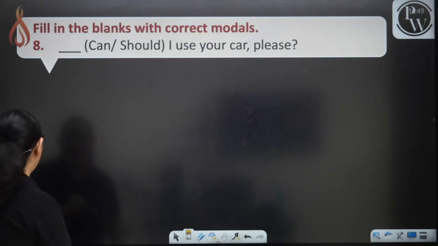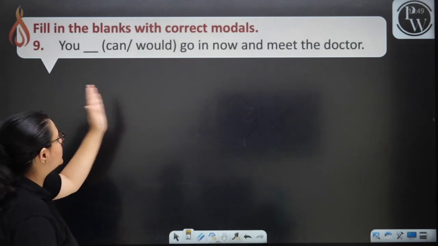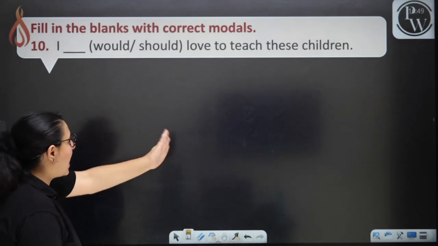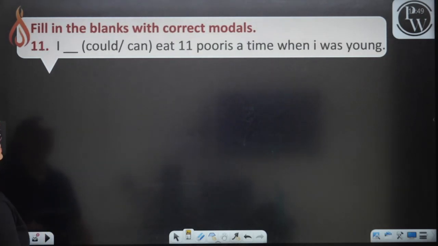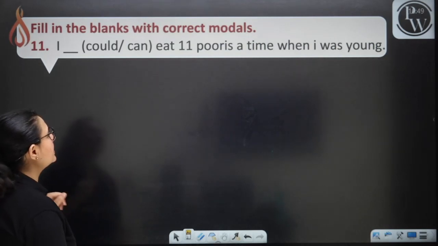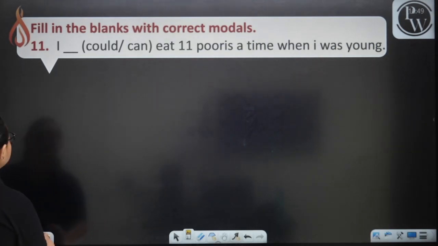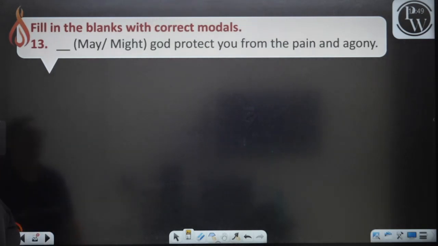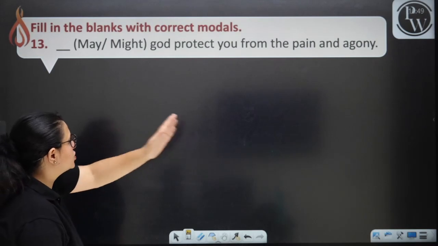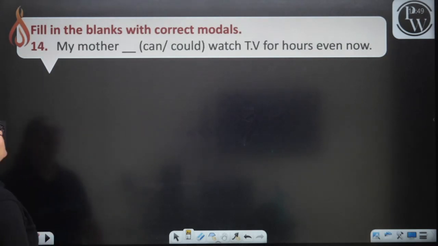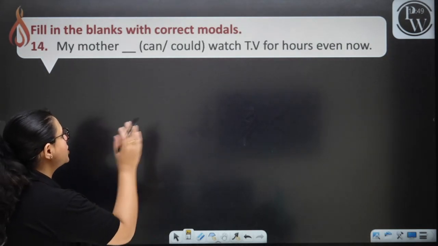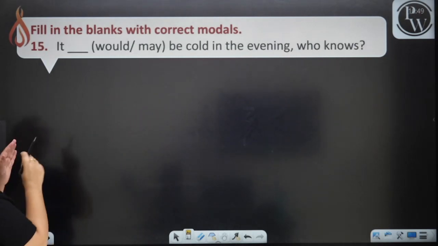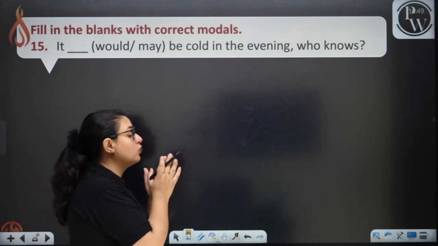Dash use your car, please. You dash go in now and meet the doctor. I dash love to teach these children. I dash eat 11 puris a time when I was young. You dash see the lawyer at once. Dash God protect you from the pain and agony. My mother dash watch TV for 8 hours even now. It dash be cold in the evening, who knows?